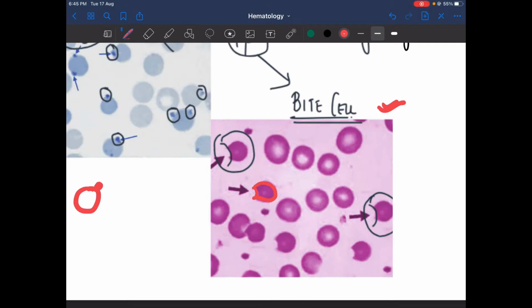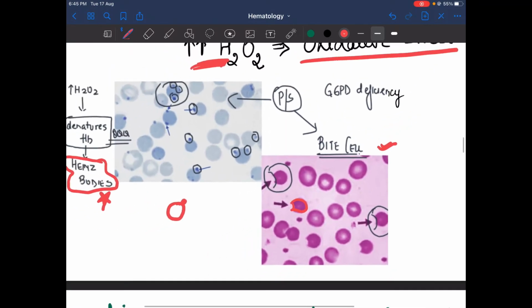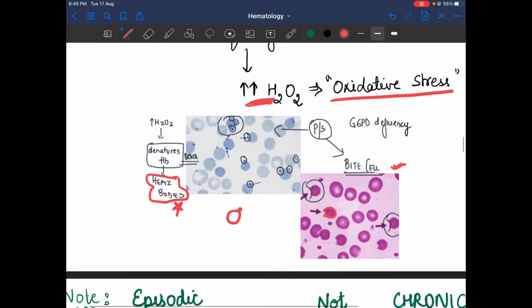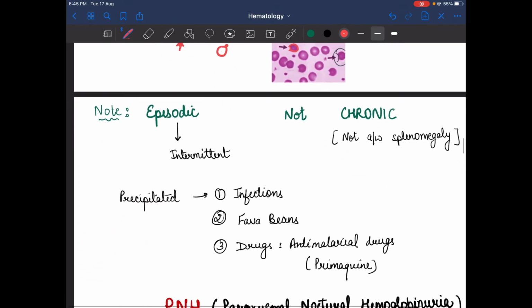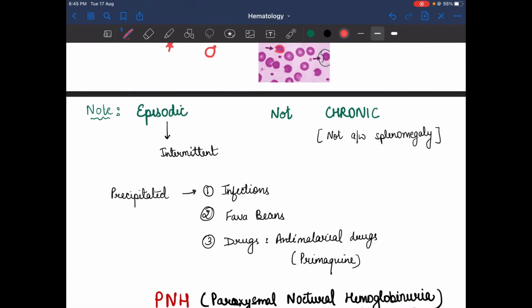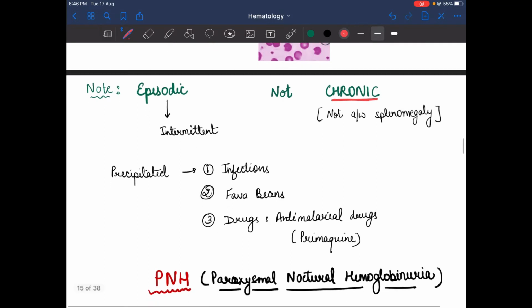So bite cells and hinge bodies were also seen in G6PD deficiency. So this is about G6PD deficiency. Now there is one note about it: it can be episodic or chronic. Episodic is intermittent, while chronic is not associated with splenomegaly, while episodic is intermittently associated with splenomegaly.